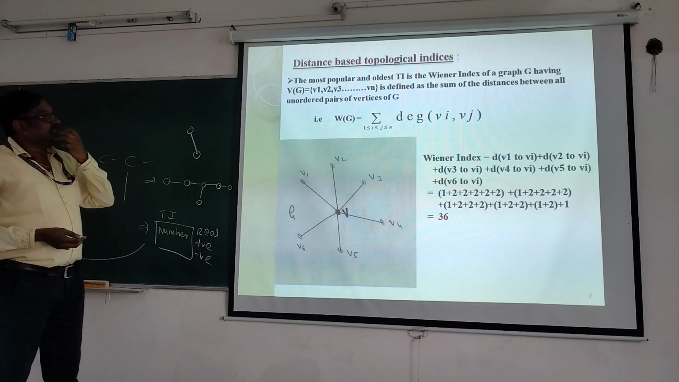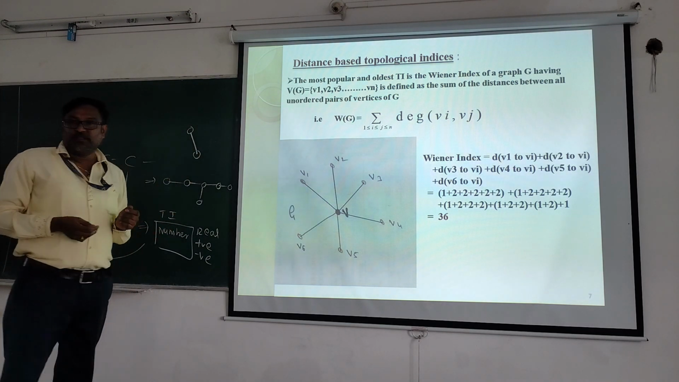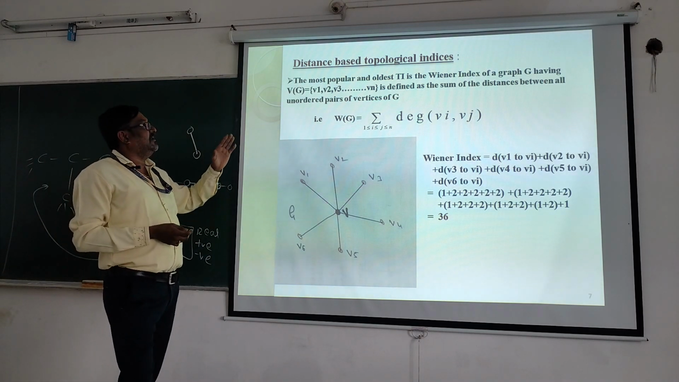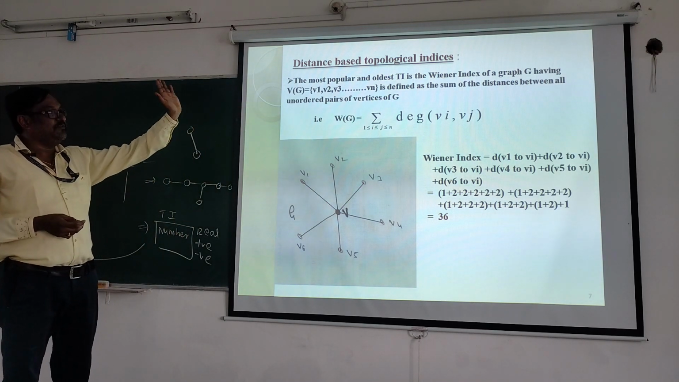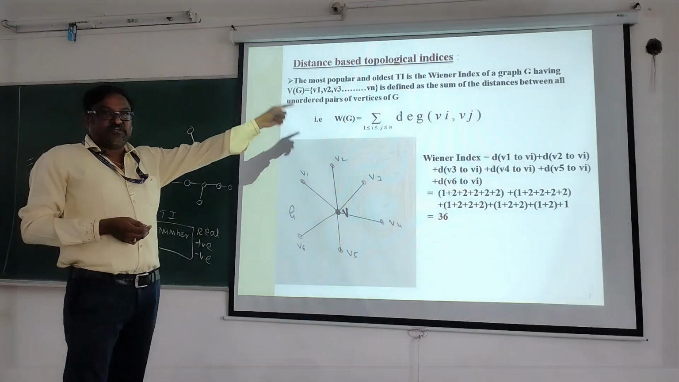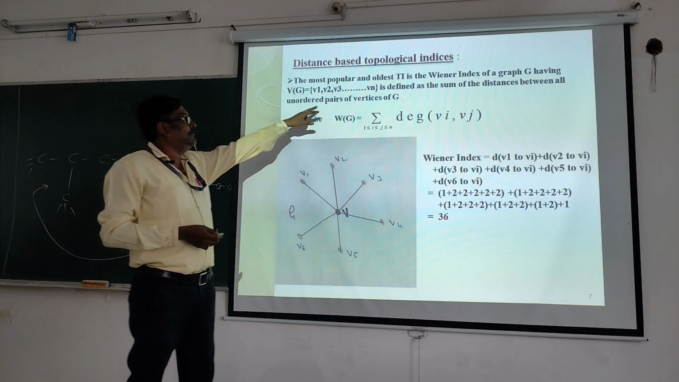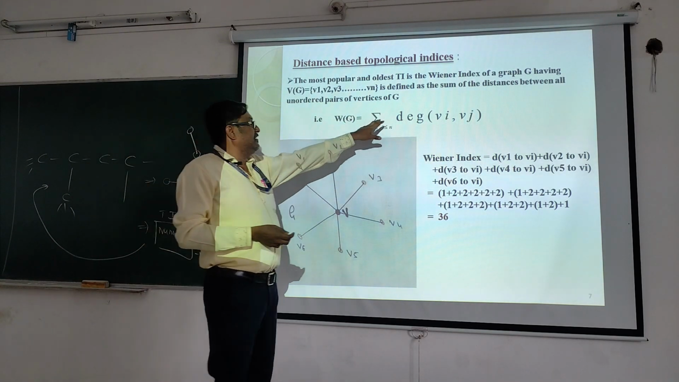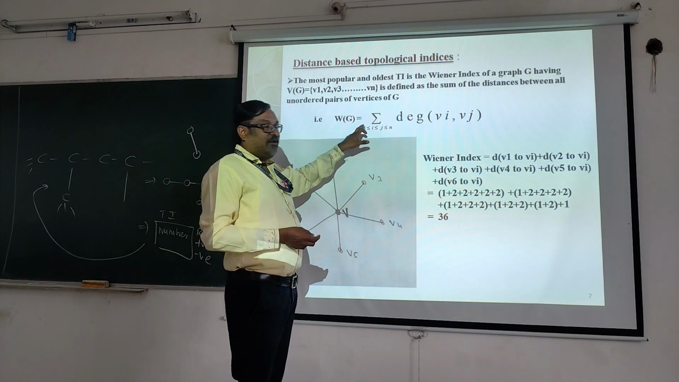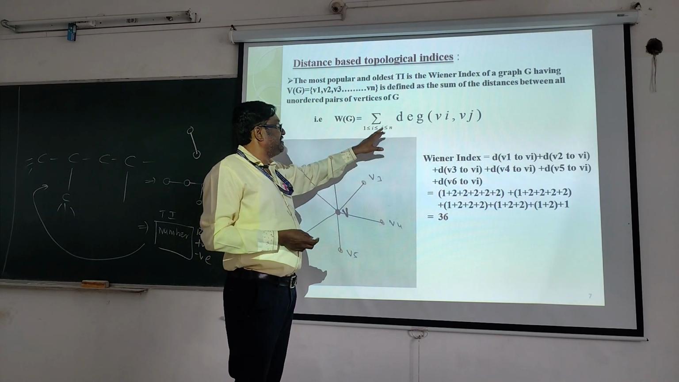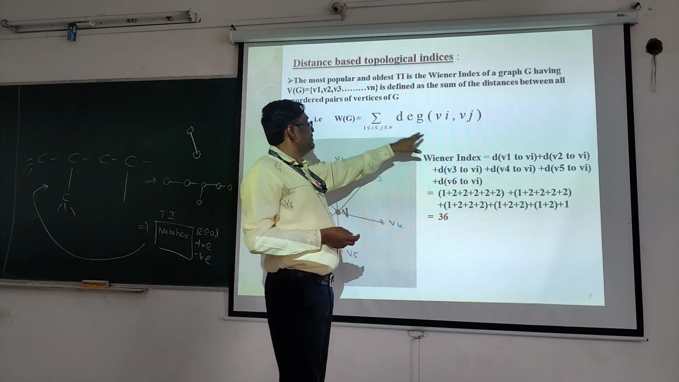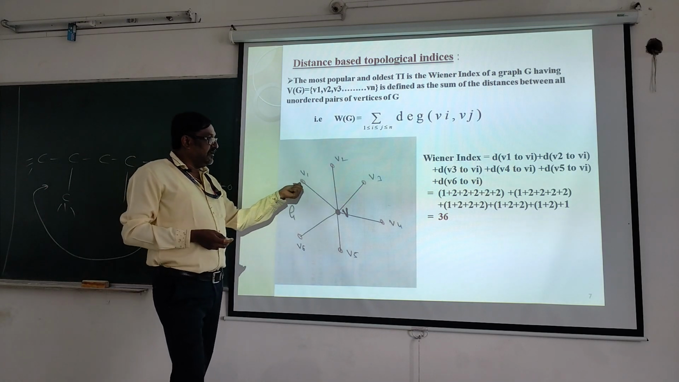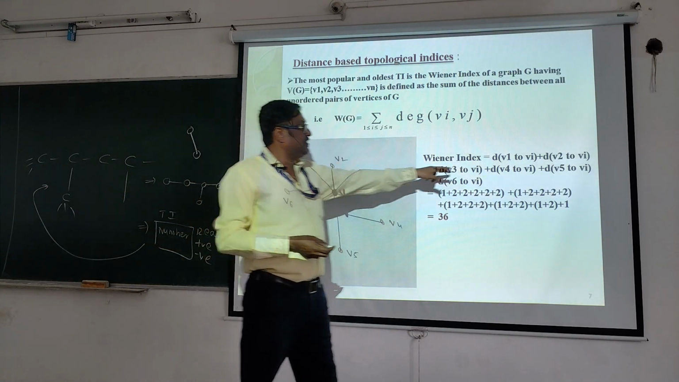Okay. Next, distance based topological indices. The most popular and the oldest topological index is the Wiener index of a graph G having vertex set V1, V2, V3 up to Vn, defined as the sum of the distances between all unordered pairs of vertices of G. We have a formula: W(G), that is the Wiener index of G, is the summation over 1 less than or equal to i less than or equal to j, where i and j stand for the vertices, of the distance between Vi and Vj. Again it depends on the degree.